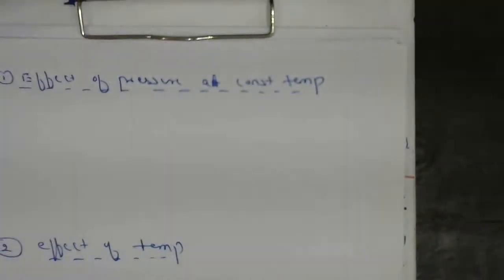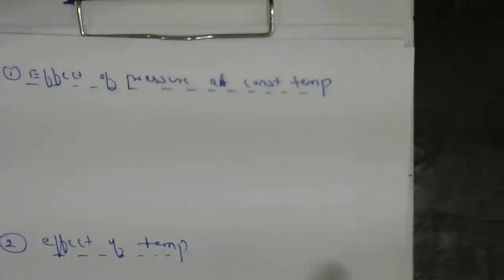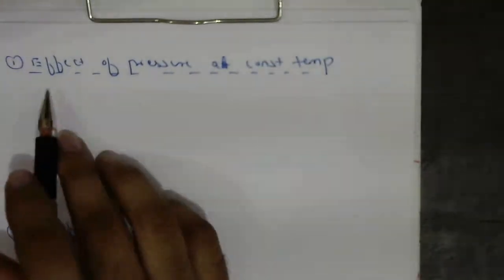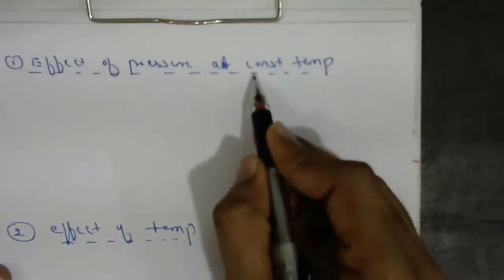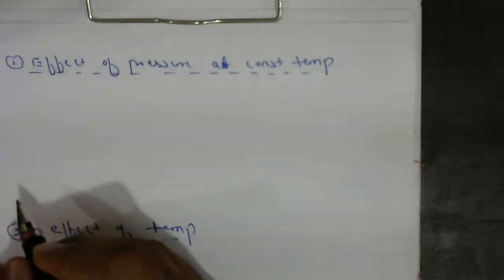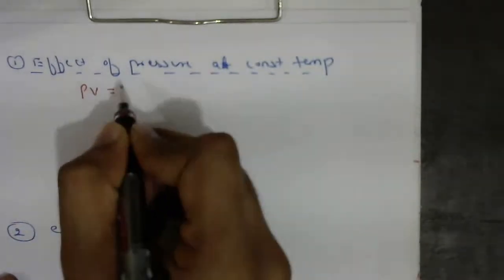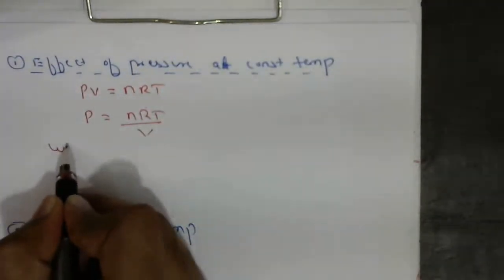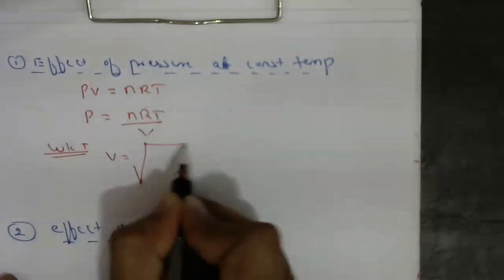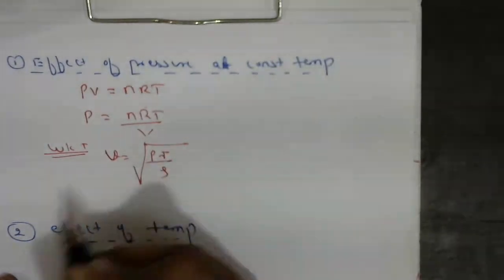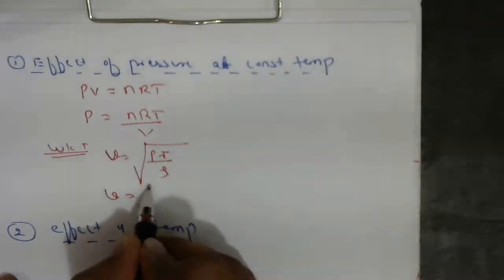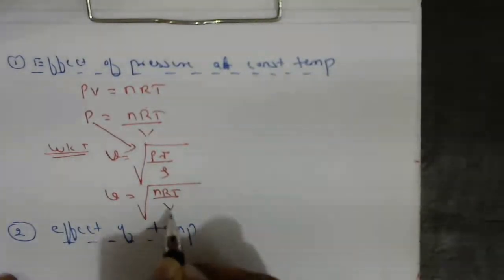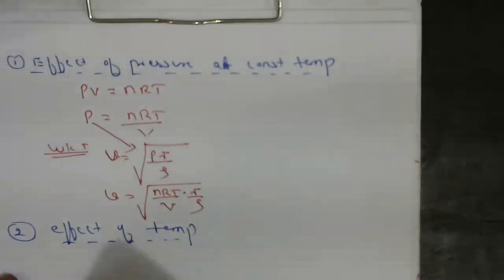Next, the effect of pressure. On which factors does the velocity of sound depend? First, the effect of pressure at constant temperature. Temperature is constant. What is the effect of pressure on the speed of sound? We know that PV is equal to nRT, so P is equal to nRT upon V. We know that the velocity of sound is the square root of P gamma by rho. Substituting the value of P from this equation, V is equal to the square root of nRT upon V, into gamma by rho.